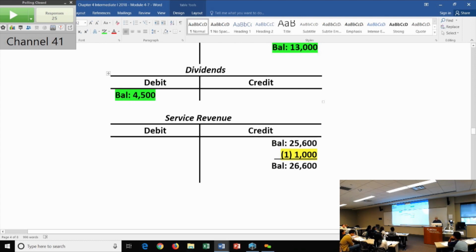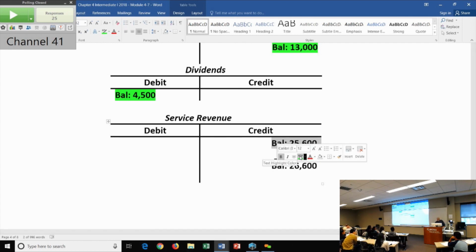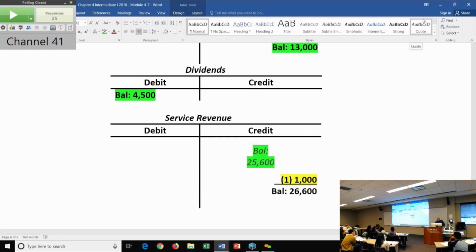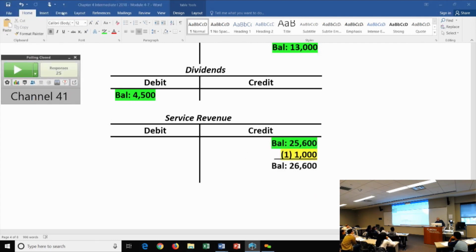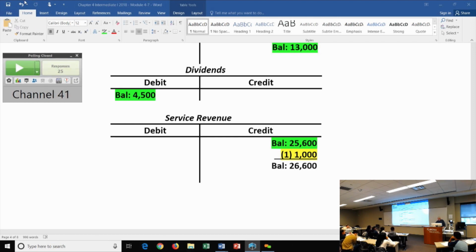And what I'm highlighting in green is just to remind you that you've got those balances given at the adjusted trial balance. And we can do that. All right. And then interest revenue opened up at 70.